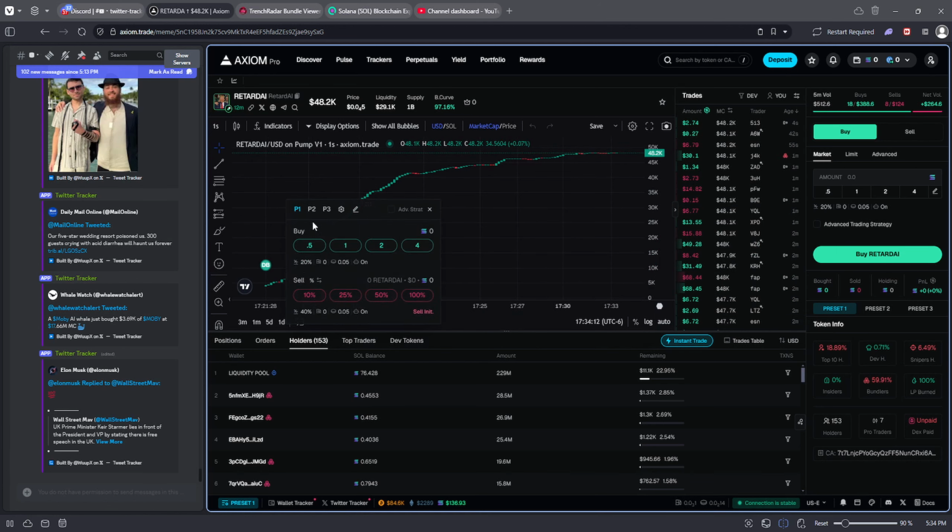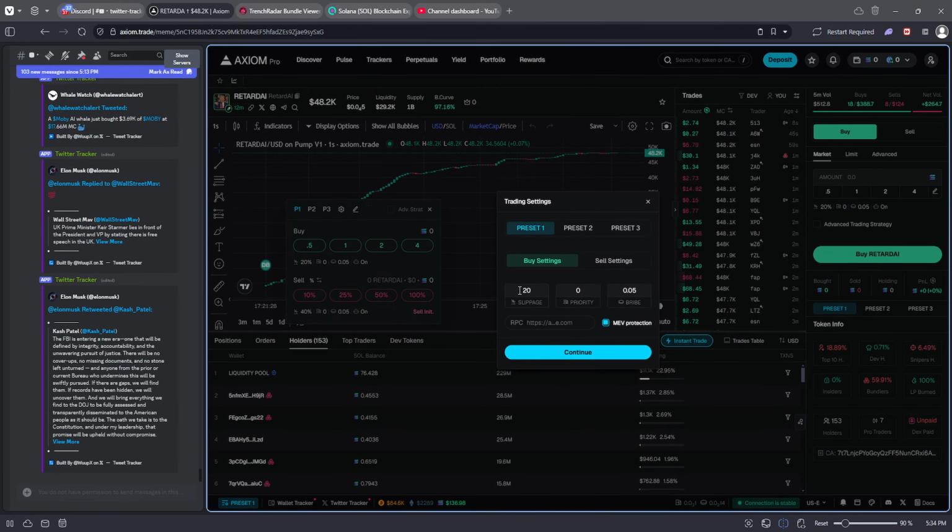Now, you'll see here on the buy, I'll just open this up. I use a buy slippage of 20%. I don't use any priority fee, but I do use a 0.5 bribe fee, and I have MEV protection on. The reason I don't use a priority fee and only a bribe fee is that when you use MEV protection, you're doing it through an encrypted, private network type situation. So you only need to pay the bribe fee.